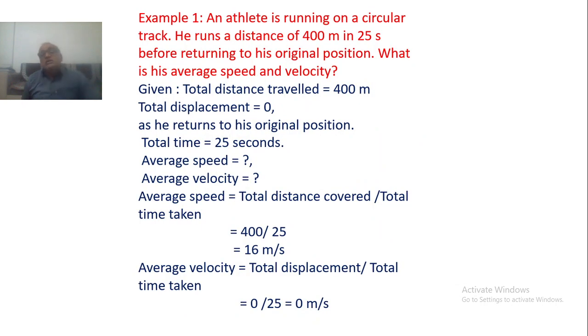Okay, now we see some examples from our three kinematical equations. v is equal to u plus at, s is equal to ut plus half at square, v square is equal to u square plus 2as.